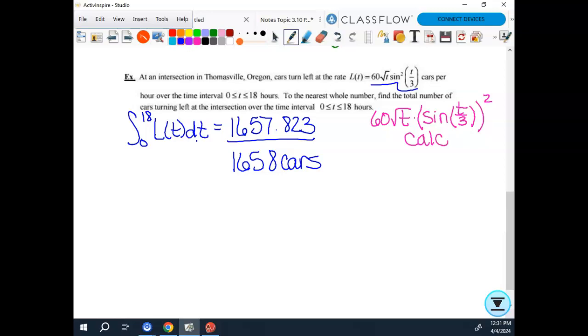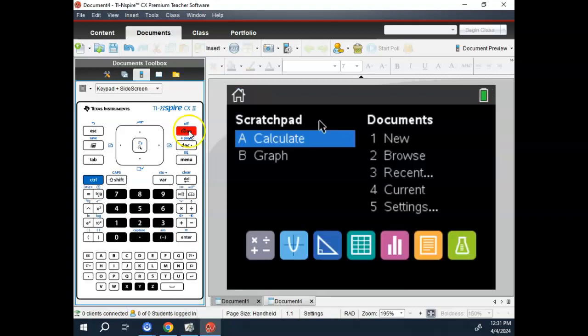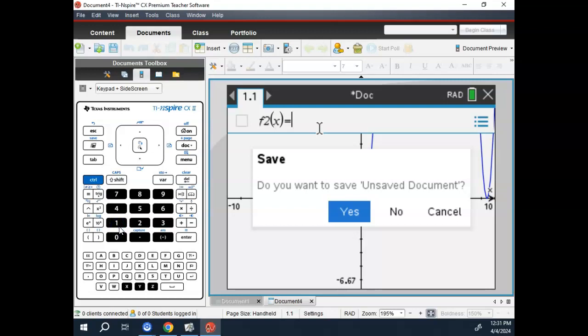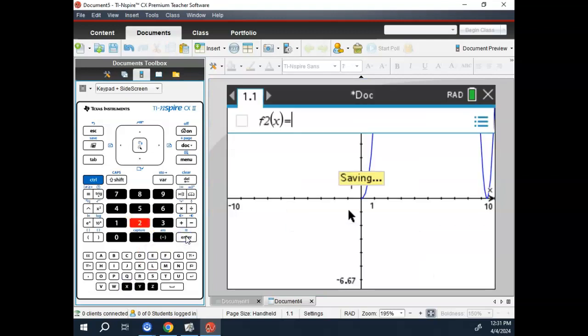Okay, so now in our calculator, we're going to save this. Ready? We hit the on button. Let's just hit new. It's just the easiest way to do it. Then say yes. We're going to name this example 2, so just EX2 or whatever you want to name it. I don't care. And we hit enter. Okay?